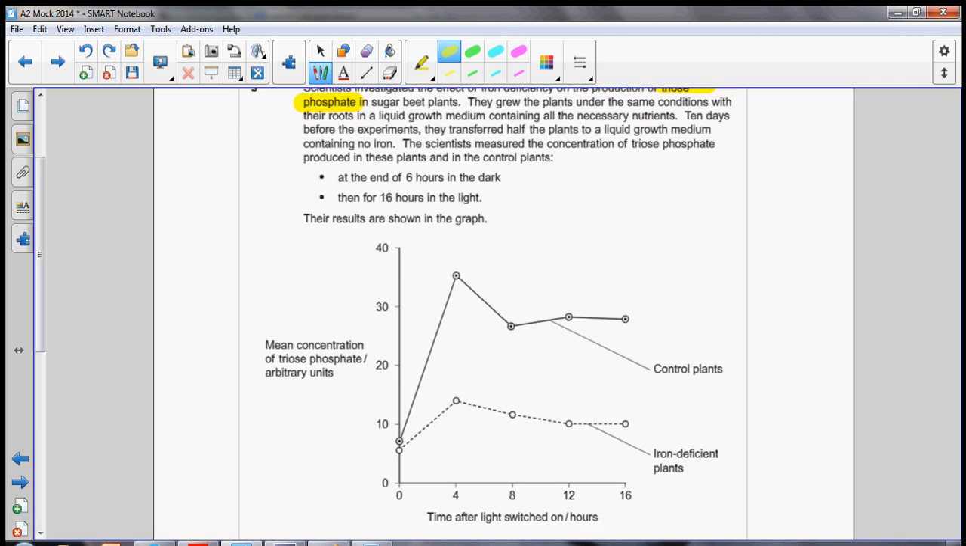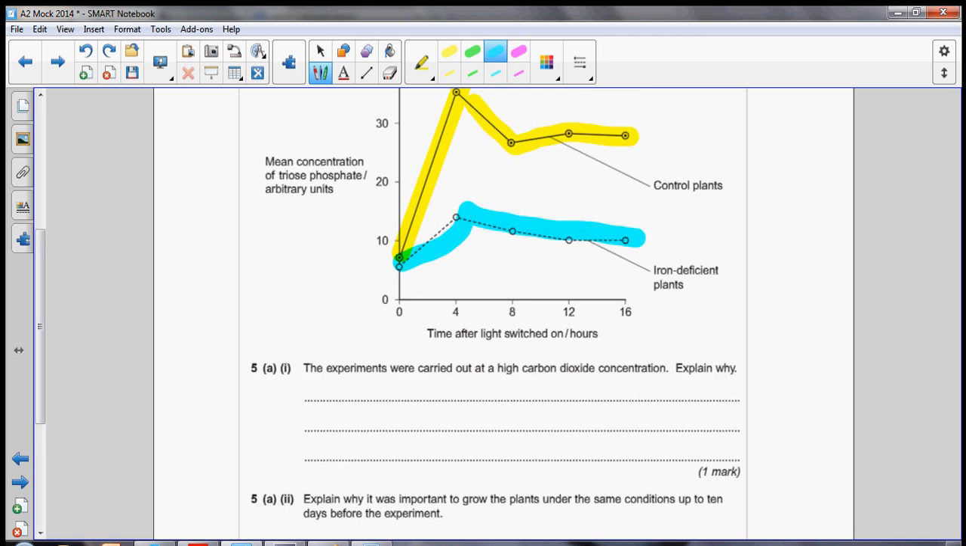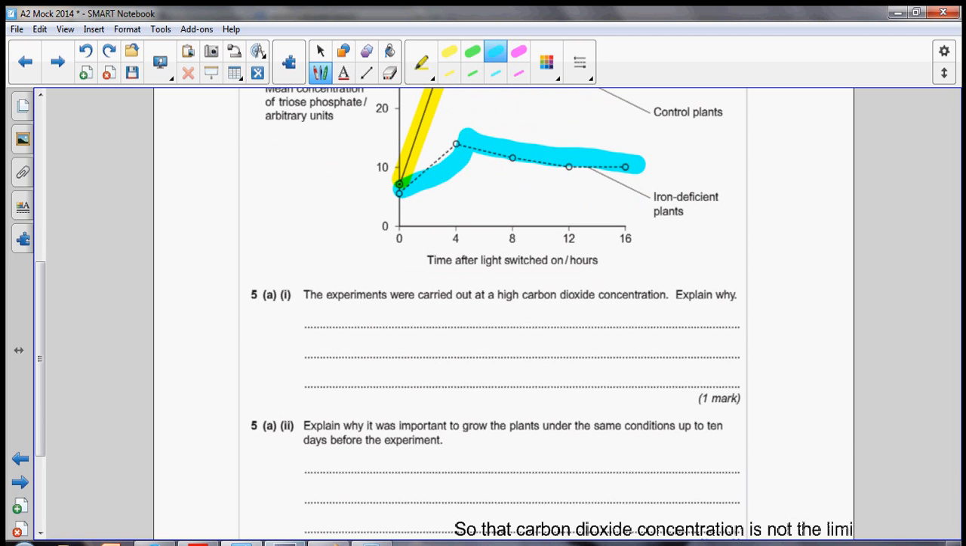If we look at the results from this experiment, on the x-axis along the bottom here we've got time, and we've got the 16-hour period, and then on the y-axis, it shows us the mean concentration of triose. In the control plants you can see the concentration went up very rapidly and then levelled off, whereas in the plants that were iron deficient there wasn't so much triose produced. Let's look at some of the questions then.